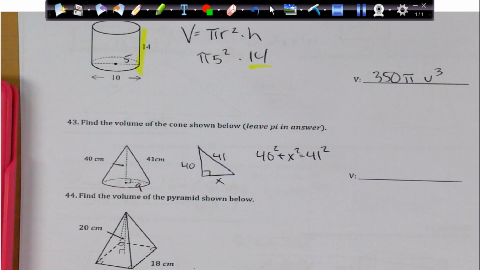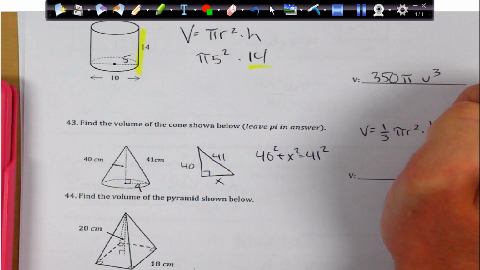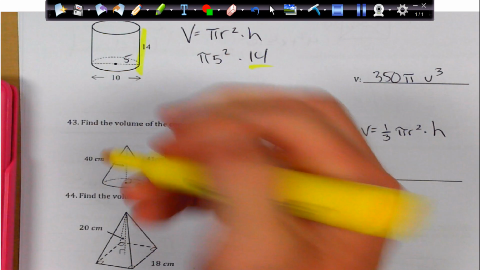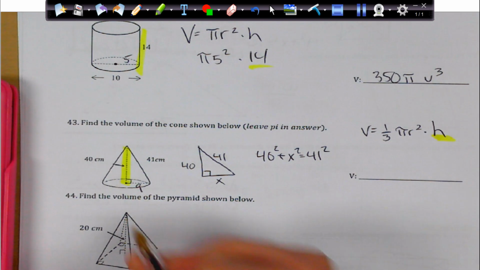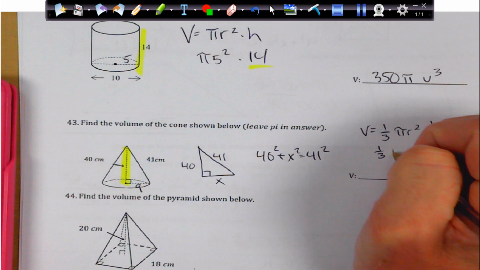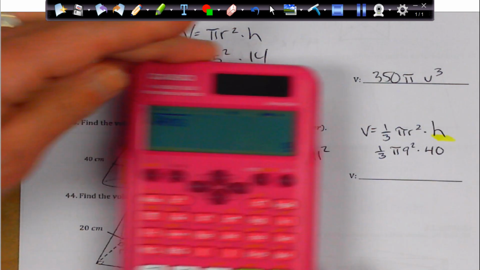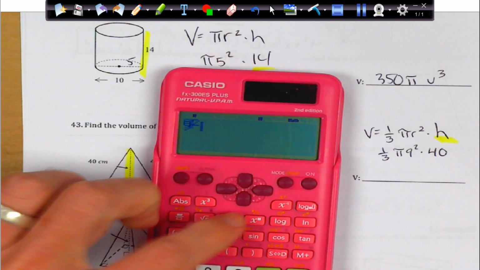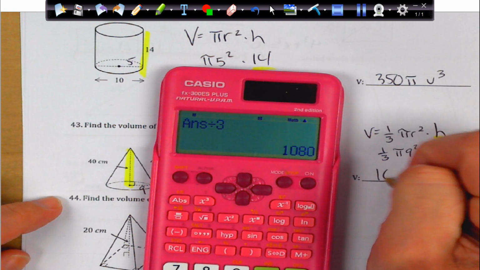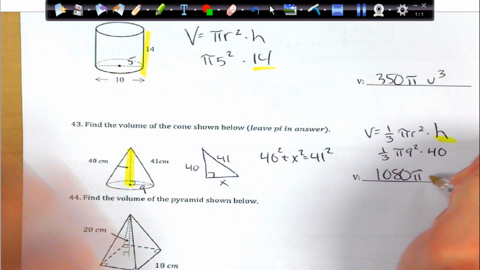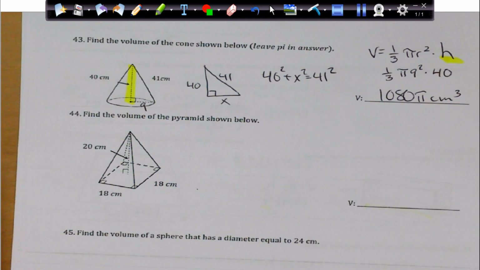Now my actual volume formula is 1/3 pi r squared times height. So my height here is 40, right there in H. And we're going to use a radius of 9. So we get 1/3 pi 9 squared times 40. And again, leave the pi out of it. So we're going to get 9 squared times 40 divided by 3. So that gives me 1080 pi. And that is in cubic centimeters. All right, next.